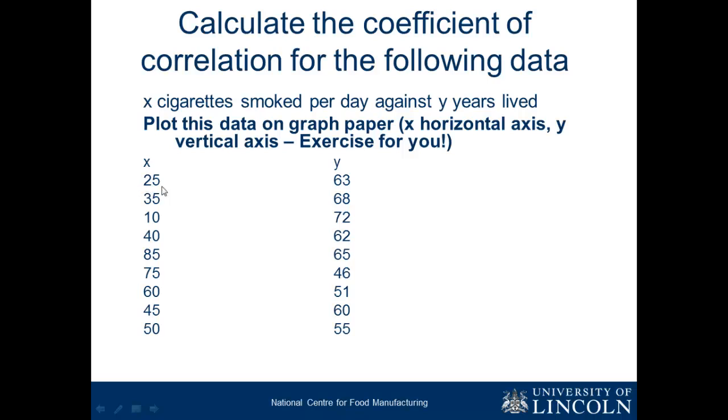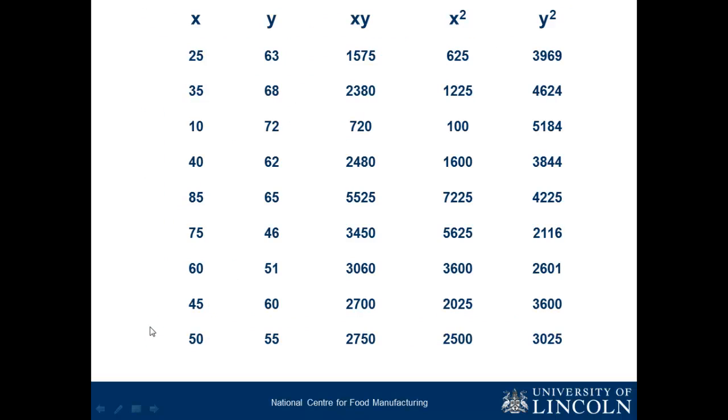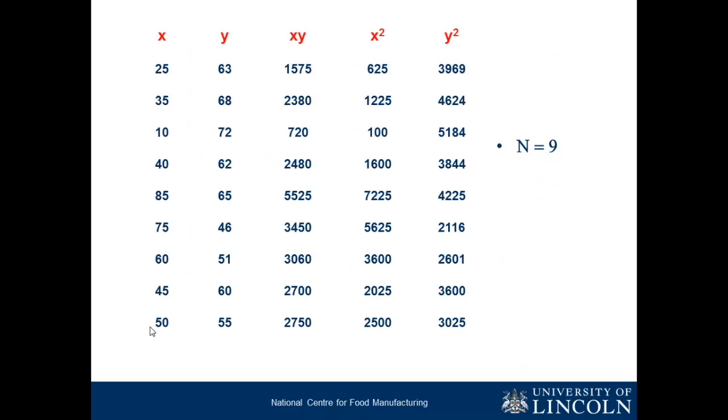This is 1, this is 2, this is 3, this is 4, this is 5, this is 6, 7, 8, 9. Sorry, what am I counting? This is 1, 2, 3, 4, 5, 6, 7, 8, 9. Yes, it's 9. Sorry. So we know that our n is 9.